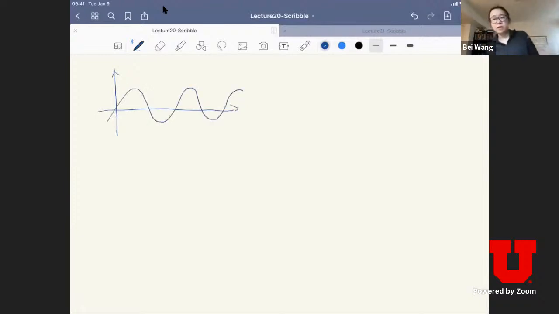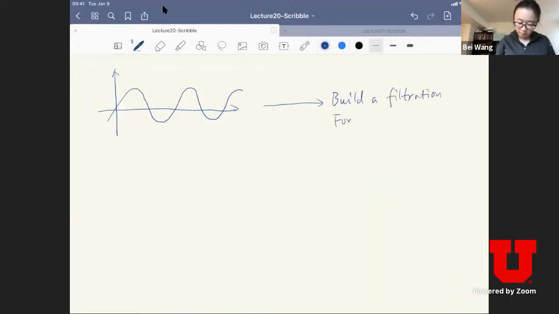All right. And then the first question is, how do I apply topological tools to study this kind of periodic signal? So the first question is how to build a filtration for persistent homology. Of course, in practice, instead of having this very smooth curve with an infinite number of points, what you really have is usually a sample from this curve. So let's say for simplicity, I'm going to sample this signal in a uniform interval.